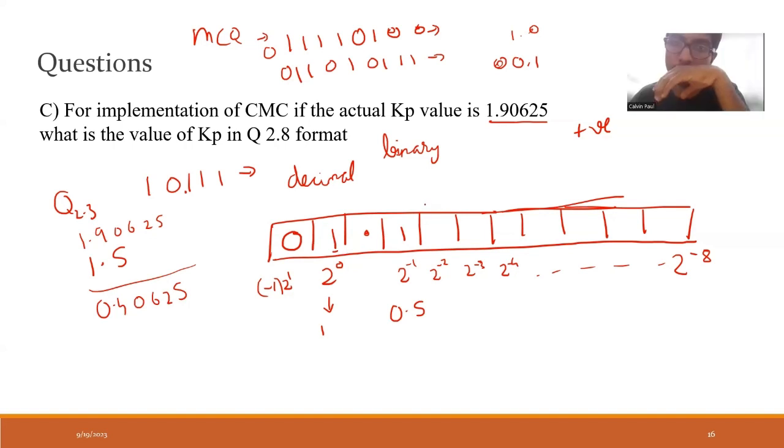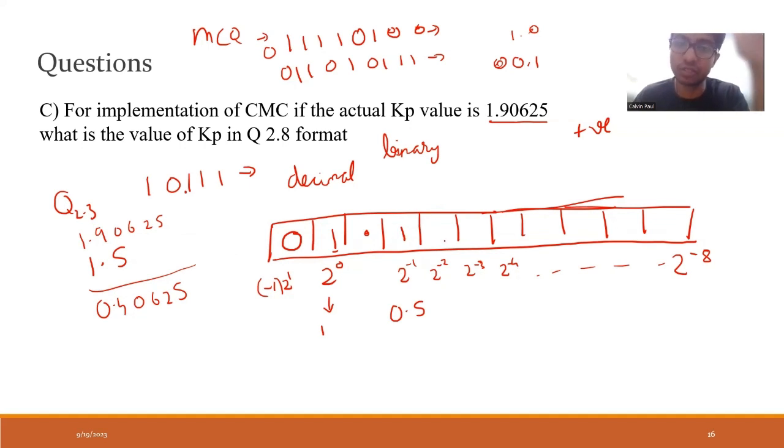Okay. Now, I want to check whether this should be 1 or 0. So I make it 1, and the value I get is 1.5. And this 1.5 is less than this 1.90625. That means this is correct, that means this bit has to be 1.